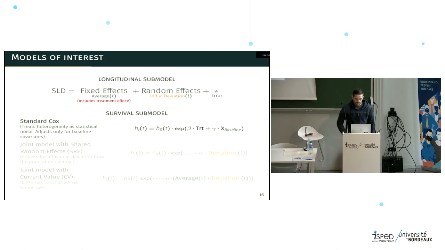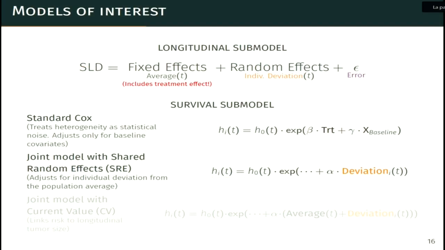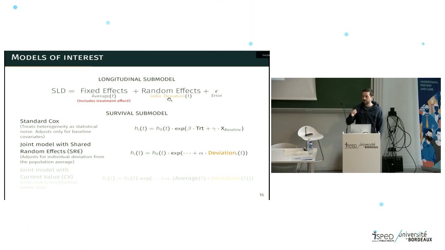Okay? So this is the standard approach, but now we propose the first joint model, shared random effects. The idea is to adjust for individual deviation from the population average. You remember, individual deviation, plus 5, for example, was my deviation. He has a bigger tumor than his average. We compare big tumors with big tumors, small tumors with small tumors. That's the idea. We adjust for the noise, and there is no treatment effect here. The treatment effect is in the fixed effects. So we just adjust for individual variability, and we get an adjusted hazard ratio.